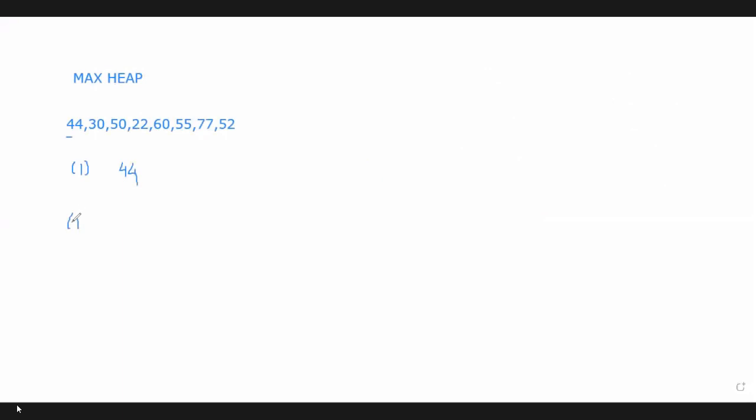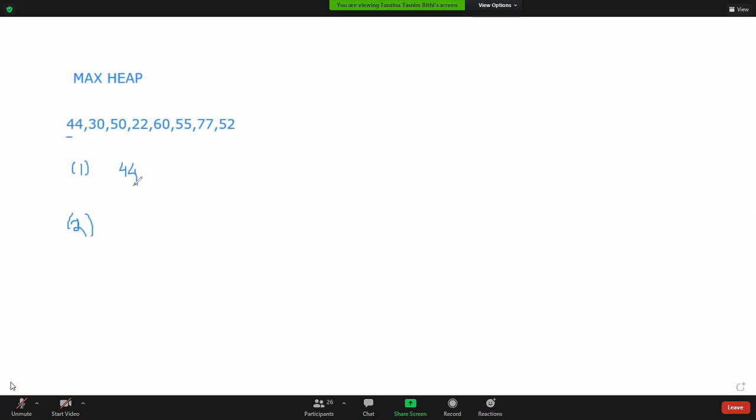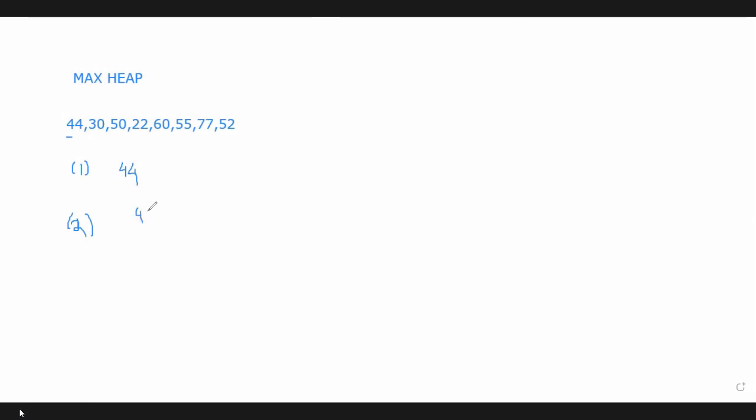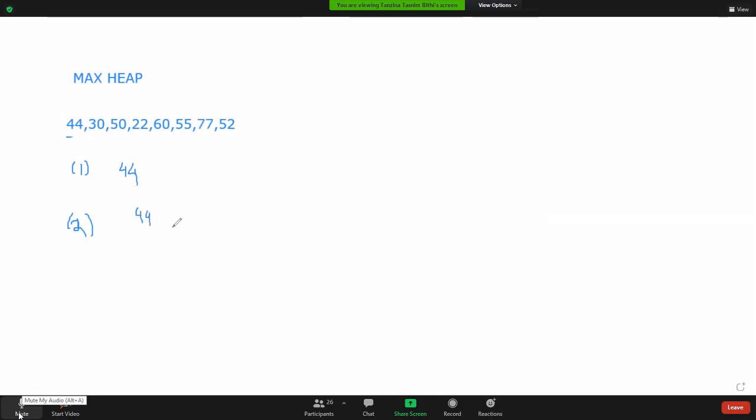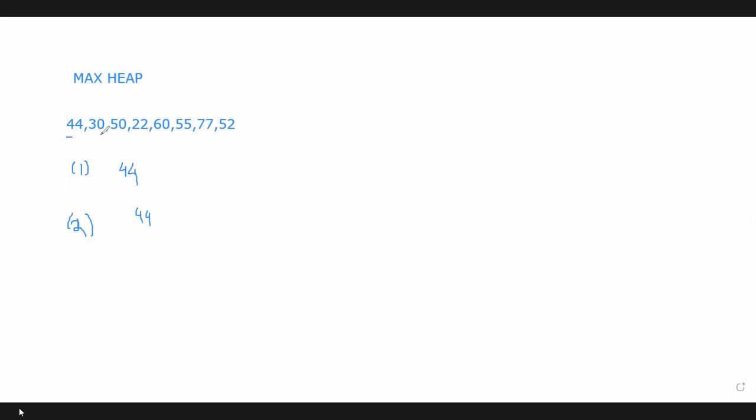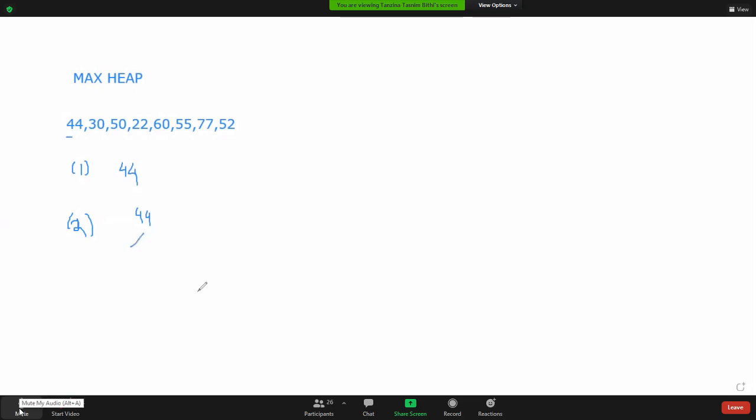Now the second case, when we have to insert the next node, that is 30. So compare 30 with 44. Is it greater than 44? We need to compare it first, or at first we have to insert it. This is a max heap, so here we don't need to compare whether that value is less than 44. It's not a binary search tree. In a binary search tree, 30 is less than 44, so we would add it in the left subtree. But this is not a binary search tree.